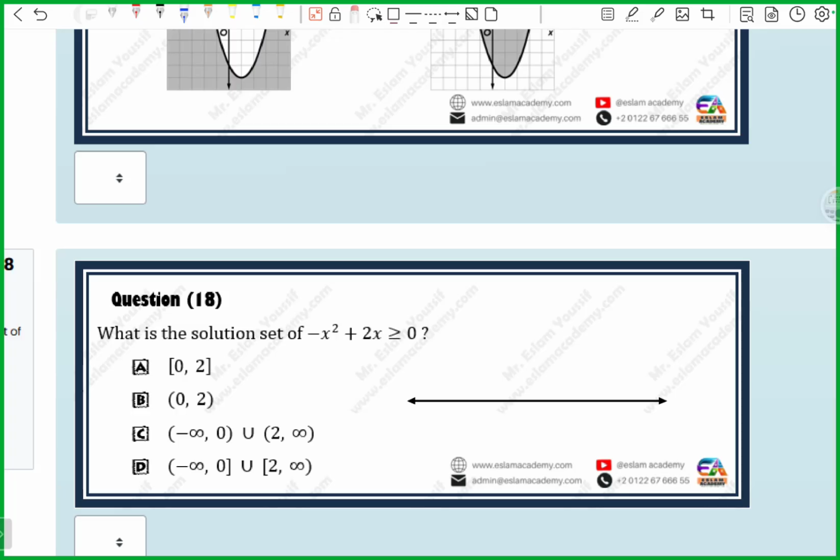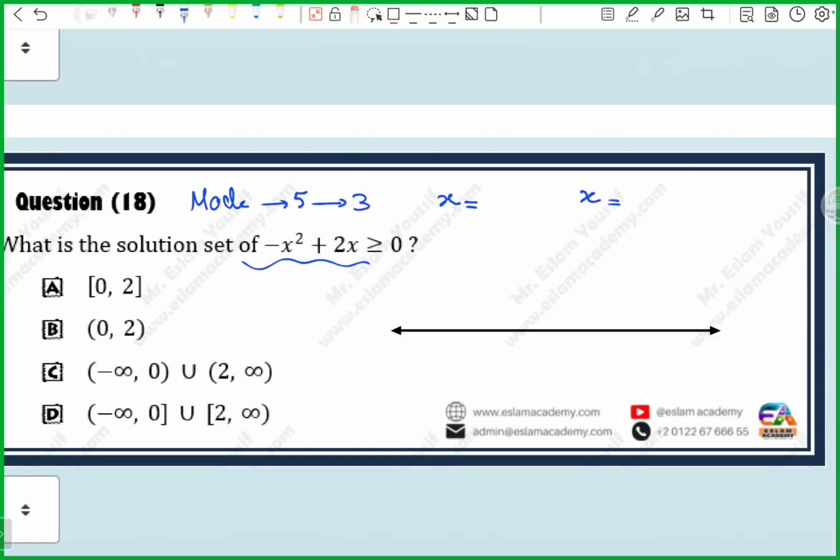How can we solve that? Can you use mod 5-3? Whenever we have a quadratic function, use mod 5-3 and tell me the two values that you find for x. 2 and 0. On the number line, we start from the smallest. Anyone can't get the 2 and 0?